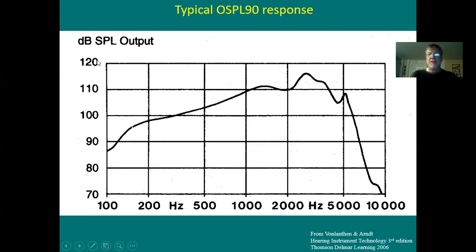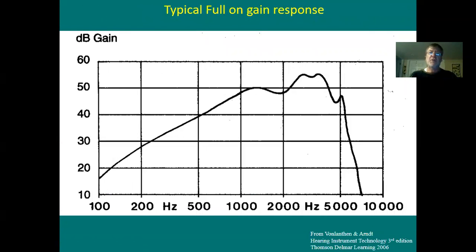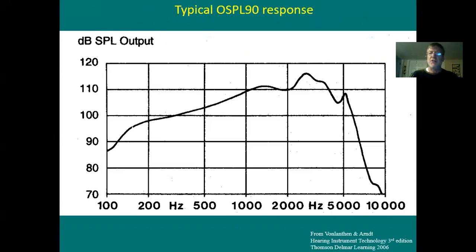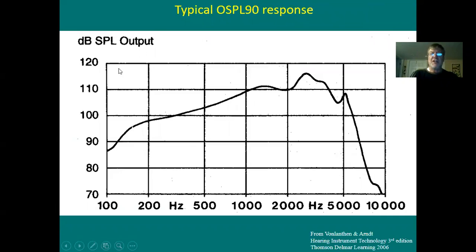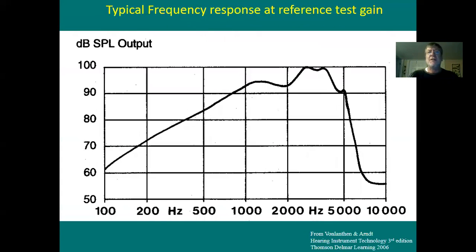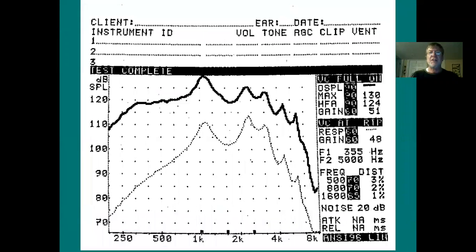Typical OSPL 90 response. You're looking at the numbers over here. This is its maximum power output. Typical full-on gain response, showing the drop a little bit in those lows, which is common. The saturated response usually has obviously more because the decibels are way more, but I mean just the shape of the frequency response. Typical frequency response at reference test gain, that's the third measure in ANSI. And here's an actual example.